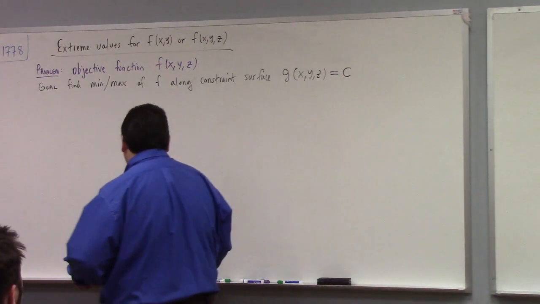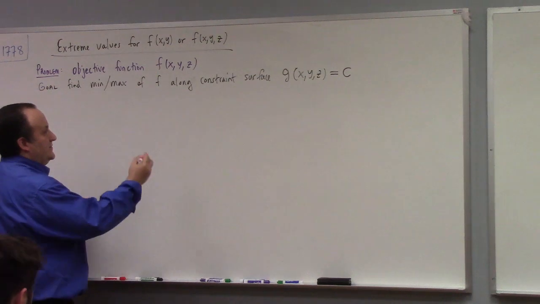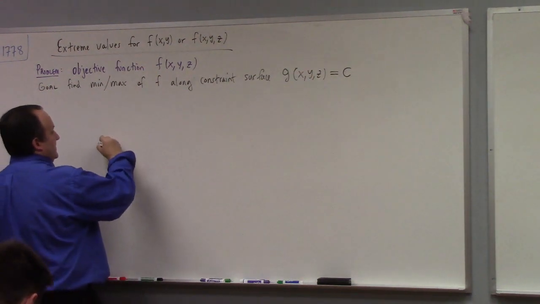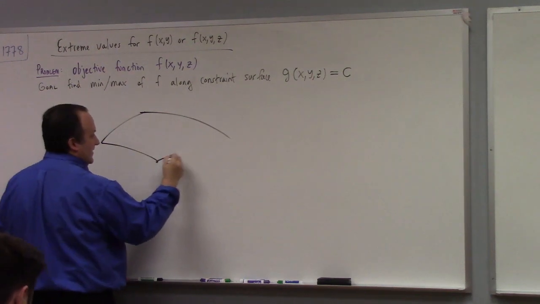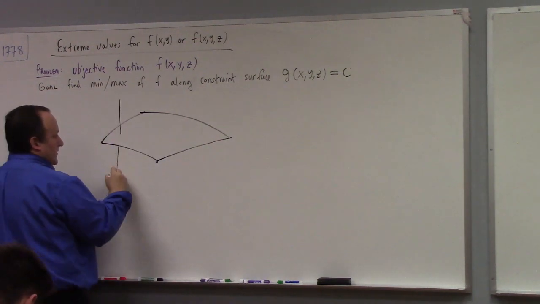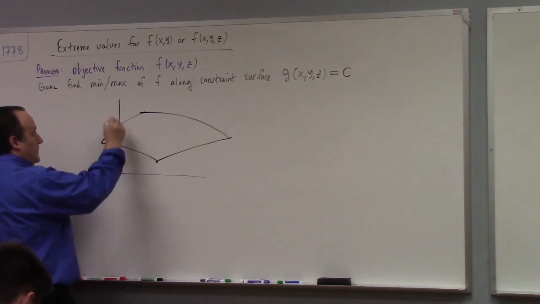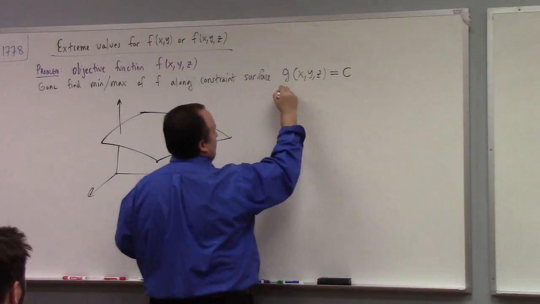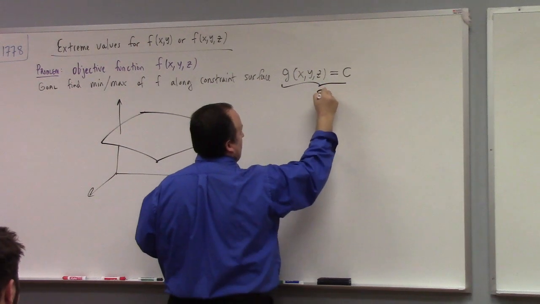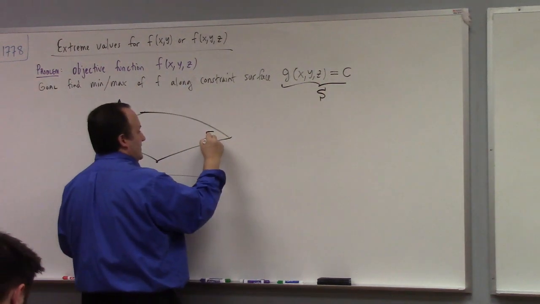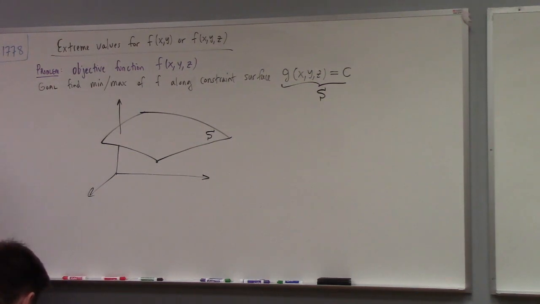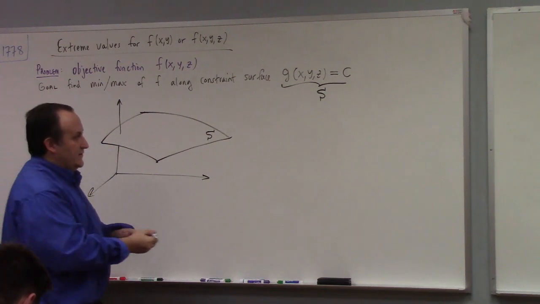So maybe the constraint surface looks like, I guess it's going to look like all my surfaces look if they're generic in 3 dimensions, like this. Okay, so there's my constraint surface. I'm going to say that the solution set to this is S. So here's my S. And for the sake of discussion, let us assume that there is an answer to the question.